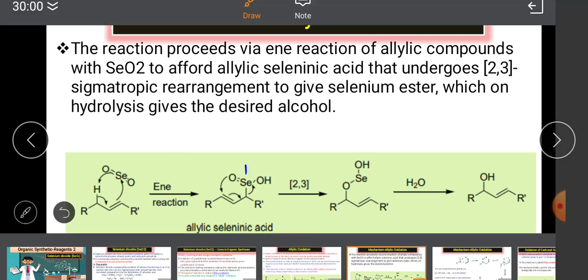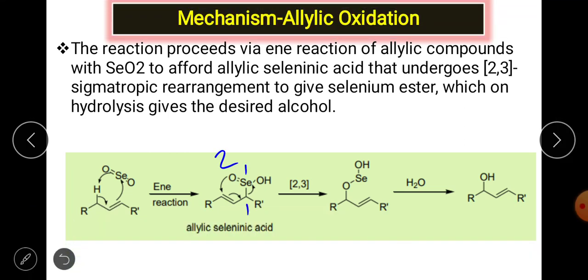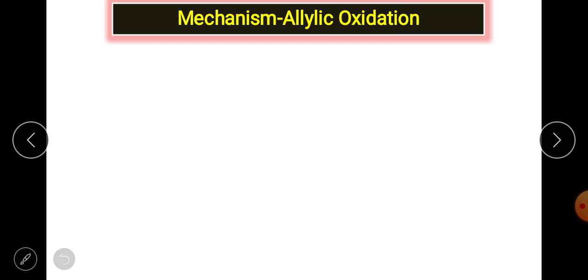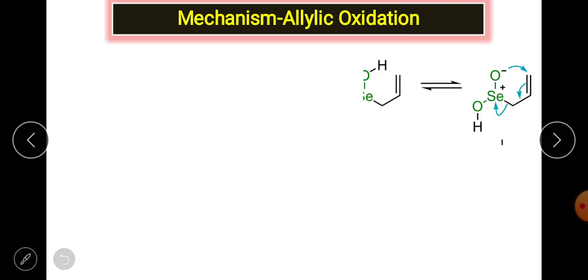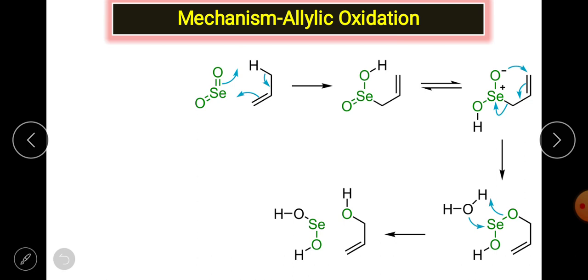How is it 2,3? This is 1, this is 2, this will be 1, this will be 2, and this will be 3. So the 2,3 sigmatropic shift occurs, and after that a selenious ester is produced, and on hydrolysis of that you get this compound. Okay, that is an allylic alcohol. So this is called allylic oxidation, and the mechanism proceeds, again I repeat, via the ene reaction followed by the 2,3 sigmatropic shift.